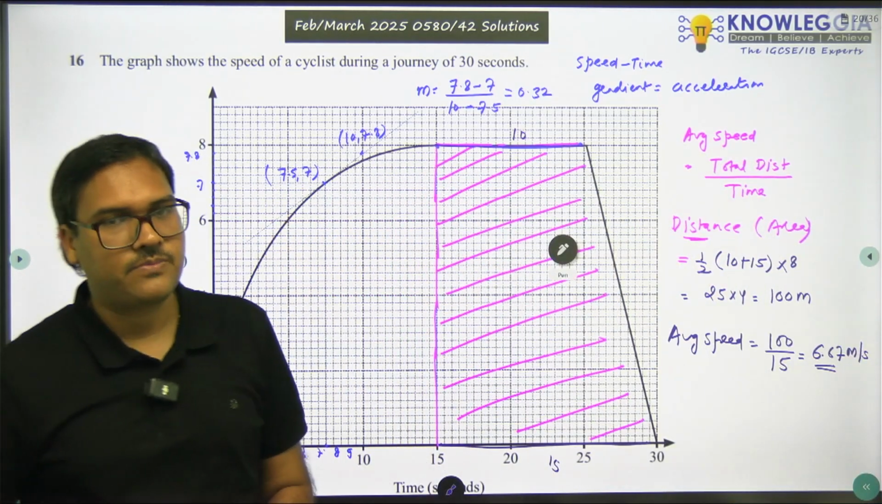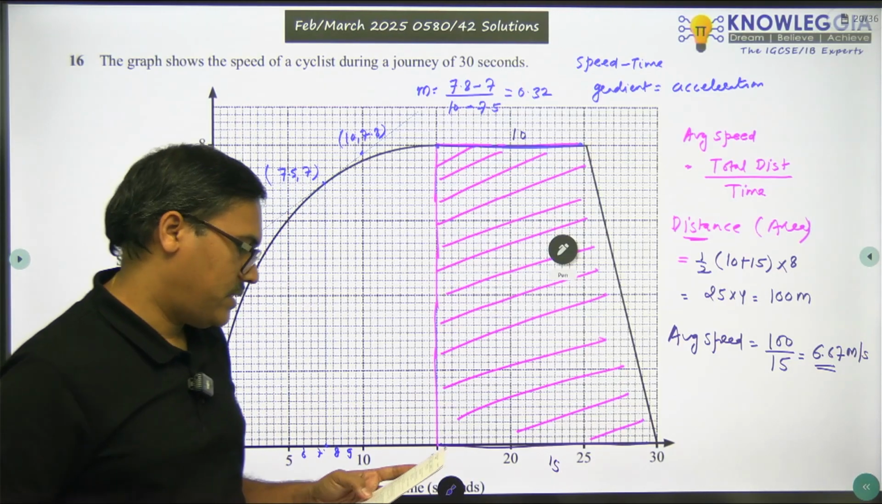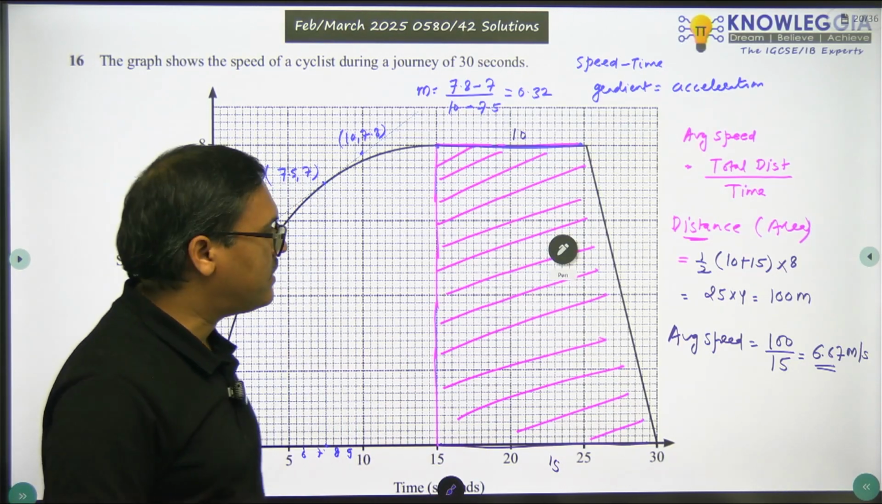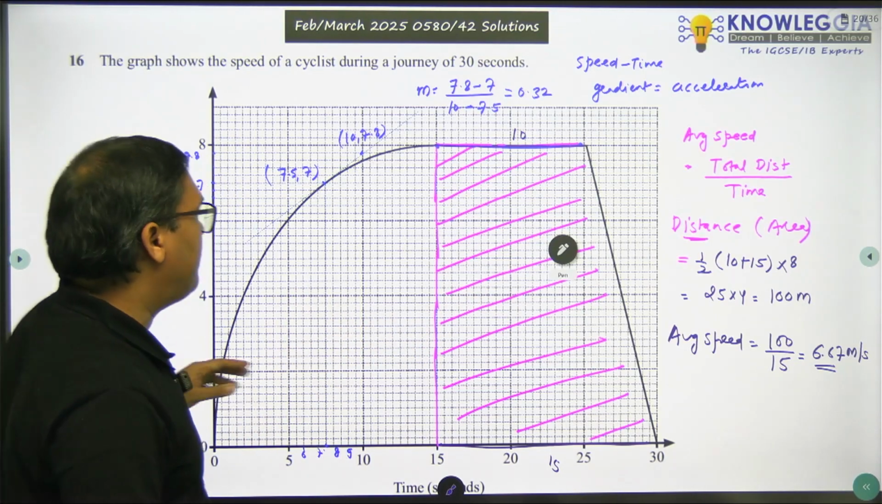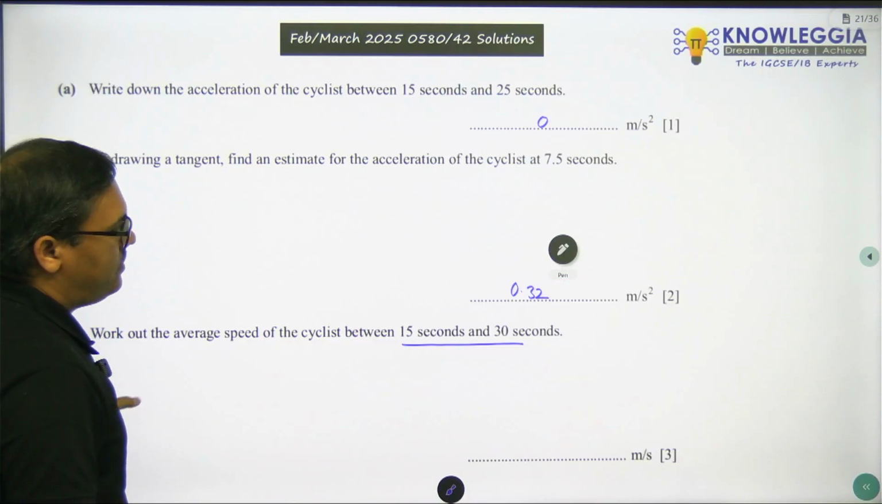I hope this is clear. Meters per second. Okay. So 6.66 is the answer. I hope this is clear. Always remember, in a speed time graph, the area is the distance traveled. Okay. So this is done.